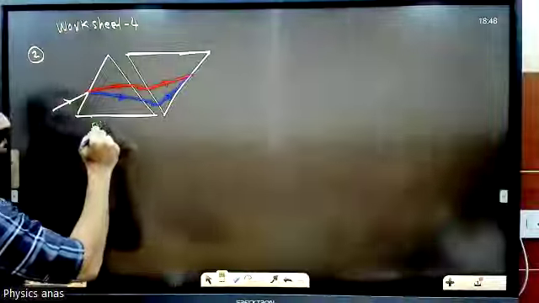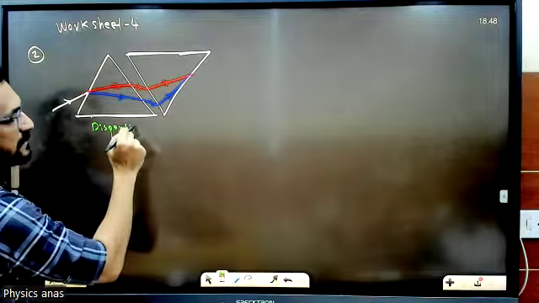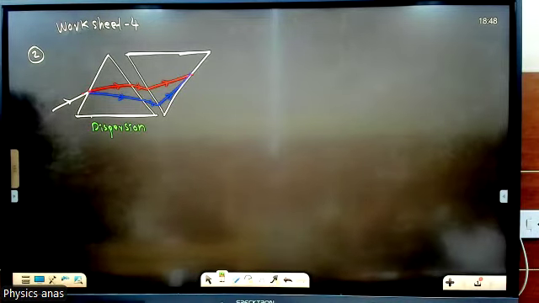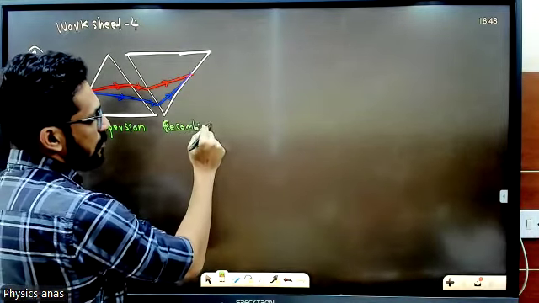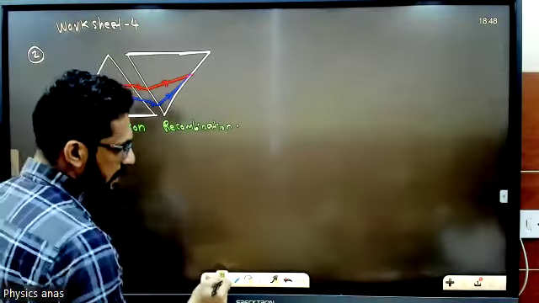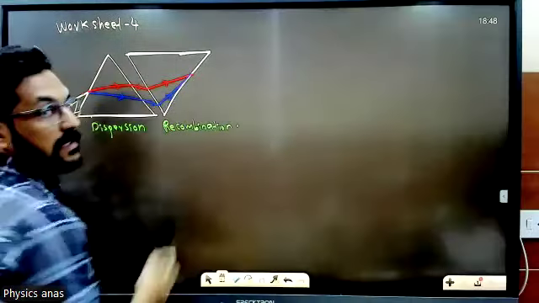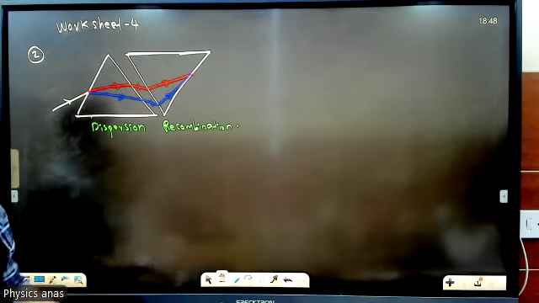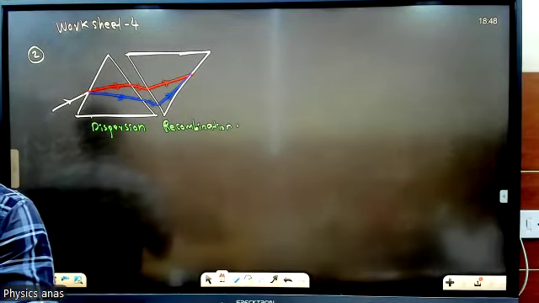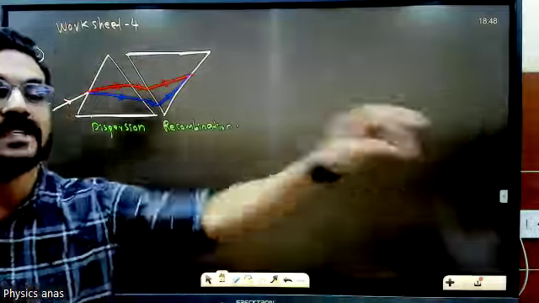So here dispersion happens. Here recombination happens. Then at last, what happens to the sunlight? What happens to these colors? These colors are combining to form white light and it is getting out of the second prism.